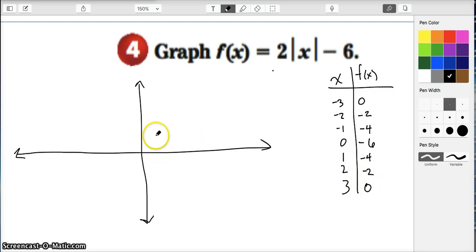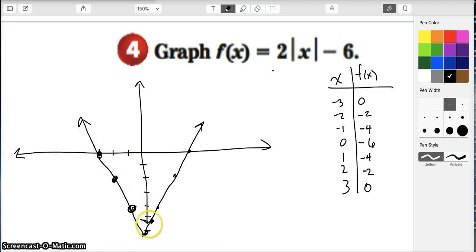So what I'm going to do is plot these points. At -3, I'm at 0. At -2, I'm at -2. At -1, I'm at -4. At 0, I'm at -6, which would be down here. And then everything else is the same going back up. And since I know that this continues on forever, I can draw lines like this to indicate what happens. We just make it a little bigger. Okay. So this is what my graph would look like.